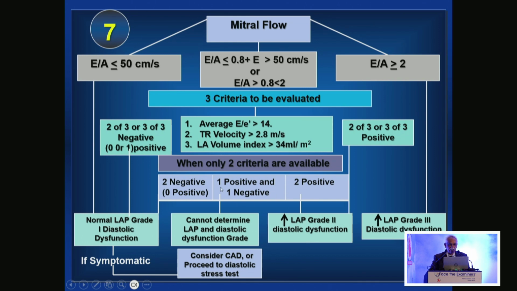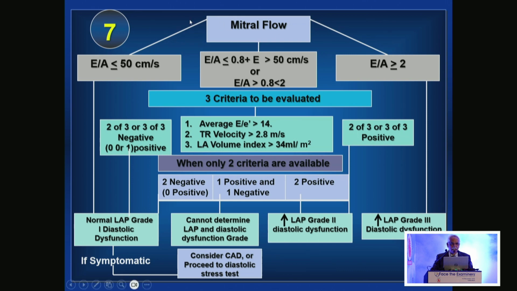If only 2 criteria are available, and 1 is positive and 1 is negative, we cannot determine the diastolic dysfunction. If both are positive, then it indicates that the patient has grade 2 diastolic dysfunction. So only when it is not typical grade 1 or typical grade 3, then it becomes a problem.